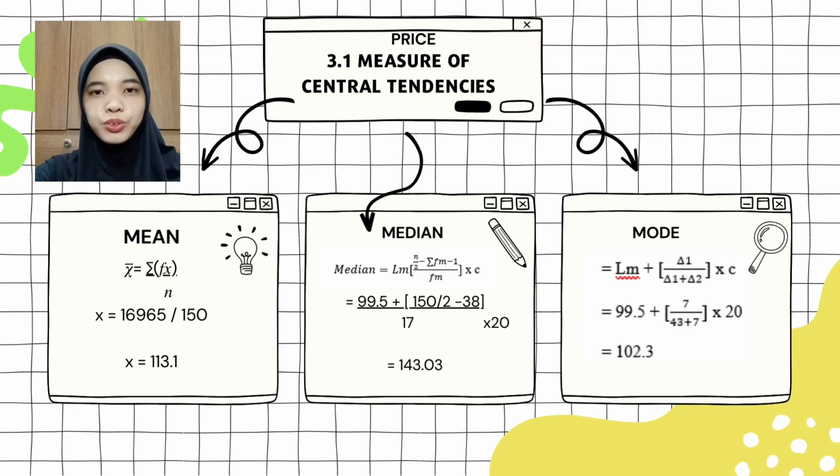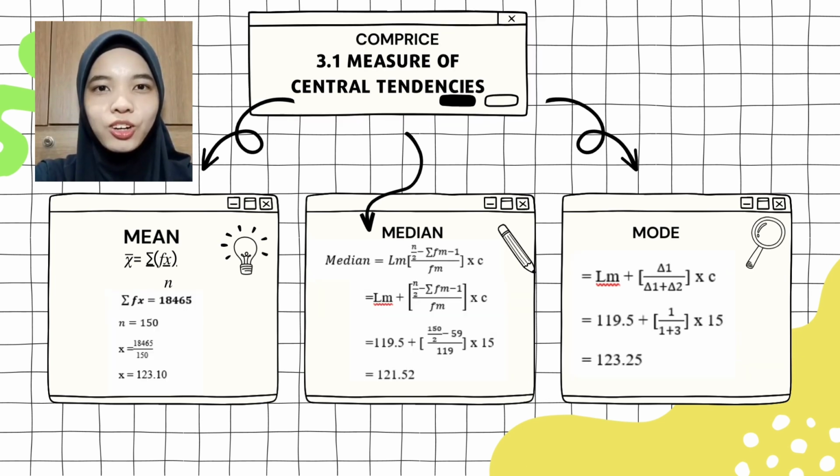I represent to you 3.1 about the measures of central tendency. For this part, it has 3 measures, that is mean, median, and mode. We will use the formulas as provided to calculate these 3 measures based on 3 items, which are price, income, and sales. Based on the data, the mean price is 113.1, the median price is 143.03, and the mode price is 1.023.